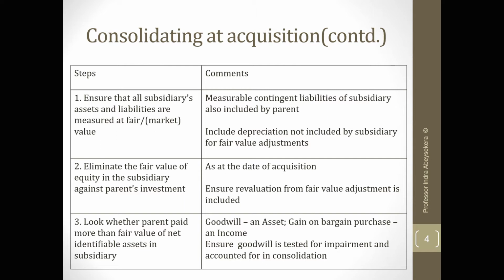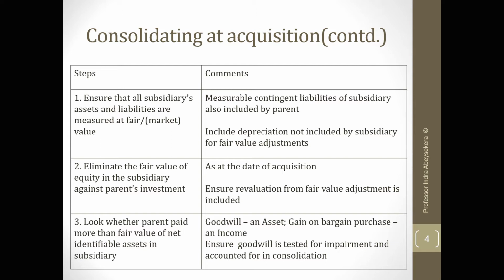Third, look at whether the parent paid more than the fair value of the net identifiable assets in the subsidiary. If the parent paid more than the fair value of net identifiable assets in the subsidiary, that means the parent has paid more than what is identified as net assets at fair value. And that difference is called the goodwill, and that becomes an asset.